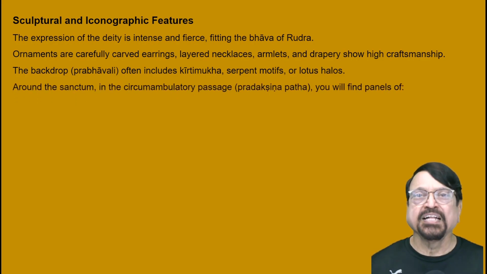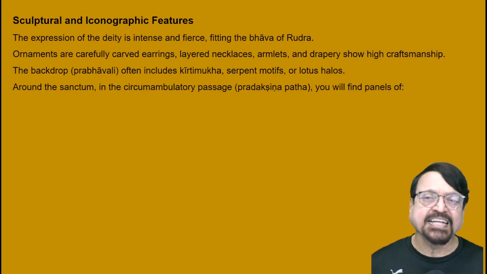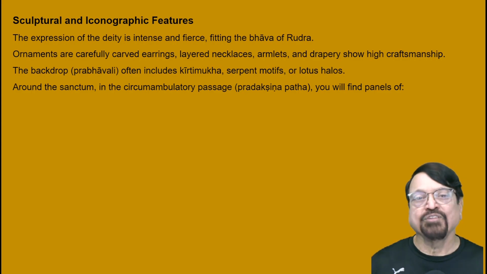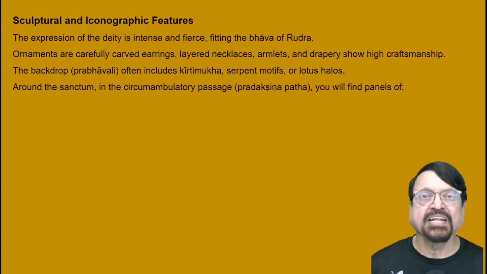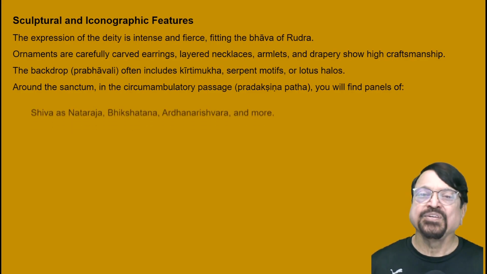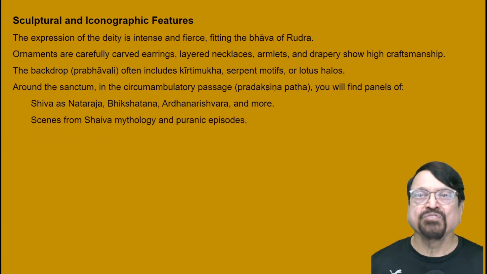Around the sanctum, the circumambulatory passage is there. Again, Mahakuta is the introduction of it, Antarala, and the circumambulatory path you will find there. You will find in Ayodhya also this Pradakshina path, which is enclosed, and you can take a round. Then you will find Shiva as Nataraja, then Bhikshatana, then Ardhanareshwara, and scenes from Shaiva mythology and Puranic episodes.